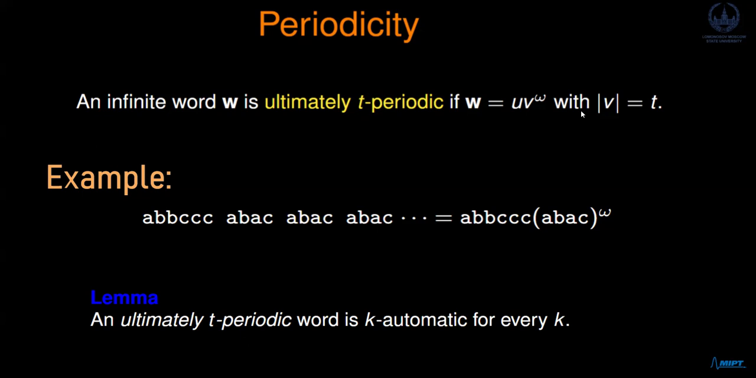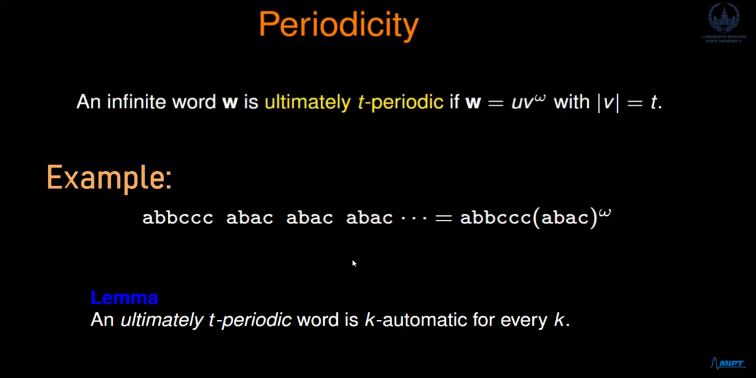For example, consider the word w = abbccc abac abac abac. As you can see, if you cut from here, the initial structure doesn't have a repetition, while this structure repeats. The length of abac is 4, so it is ultimately 4-periodic. Here u = abbccc is the initial finite segment, and v is abac, the repeating block, making the sequence ultimately periodic with period length 4.